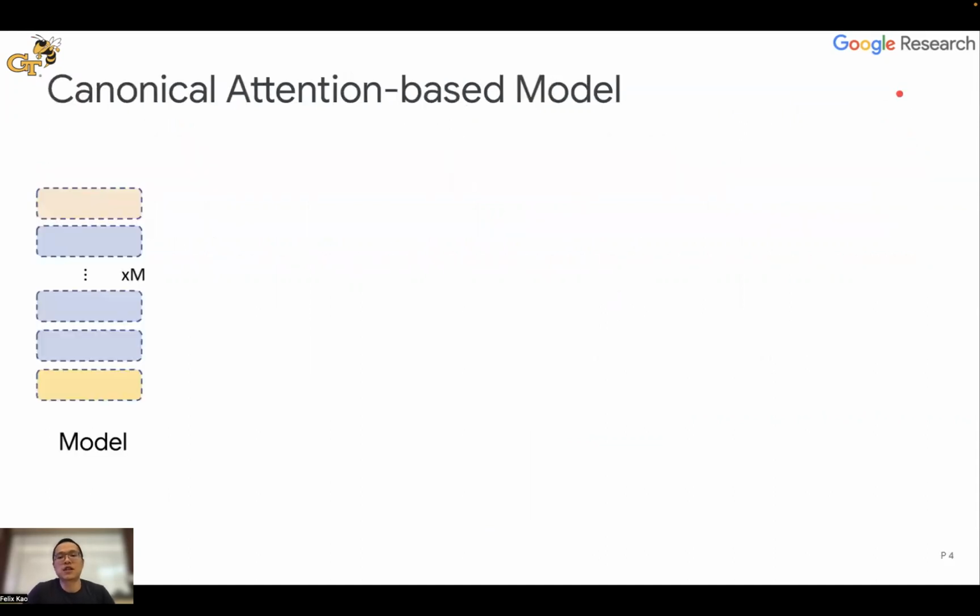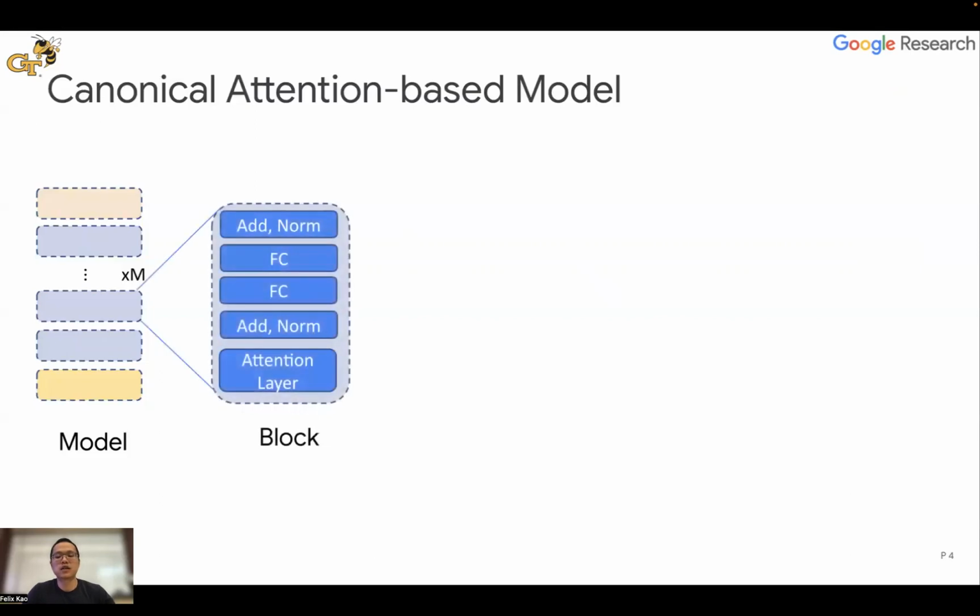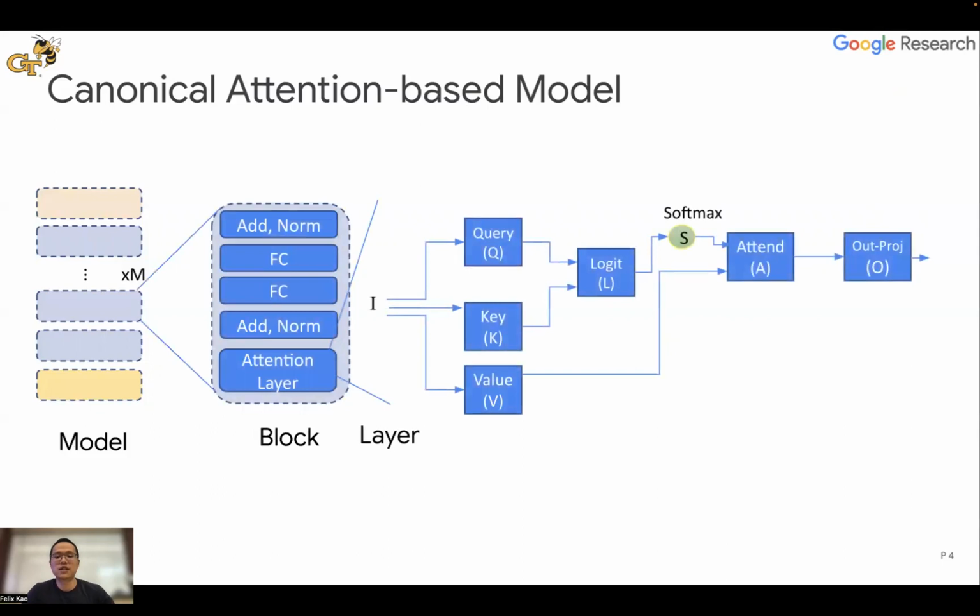A quick recap of attention-based models. An attention-based model is essentially a combination of multiple attention blocks. Each attention block has an attention layer, normalization, fully connected layers, and so on. In each attention layer, there are query, key, value operators to project the input, and there are two attention operators, logit and attend, and then a final output projection.